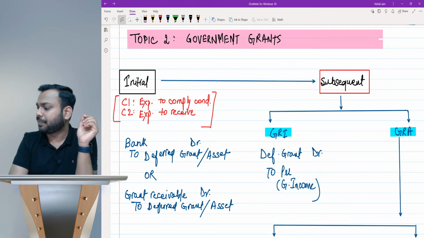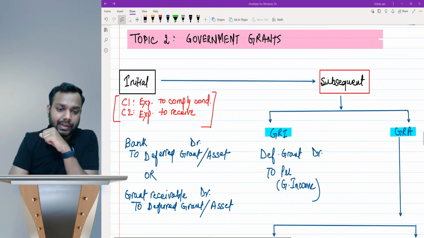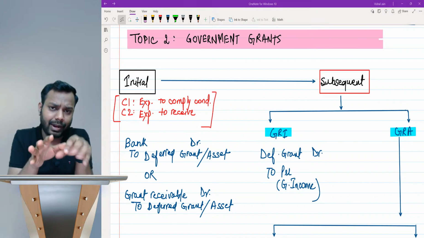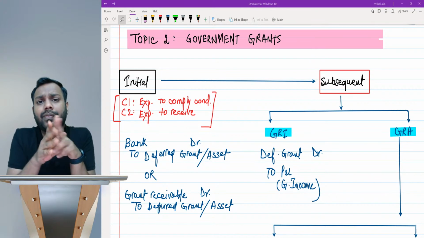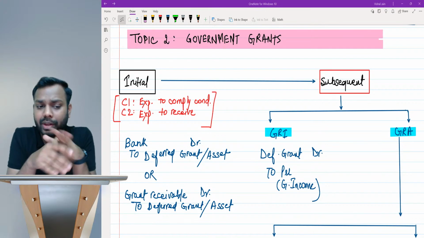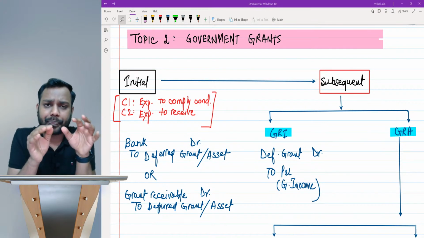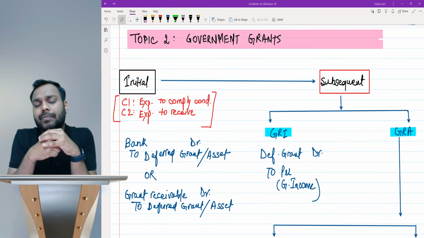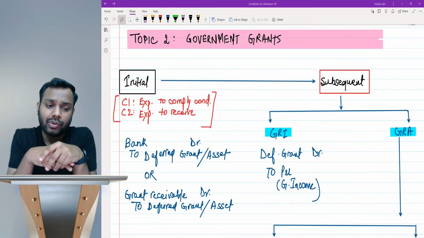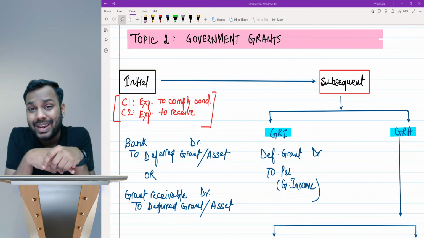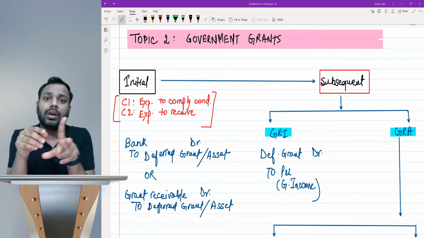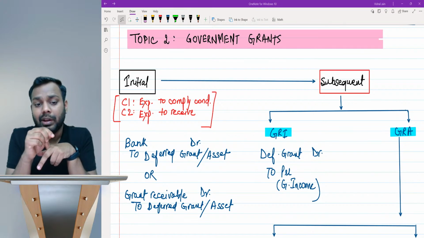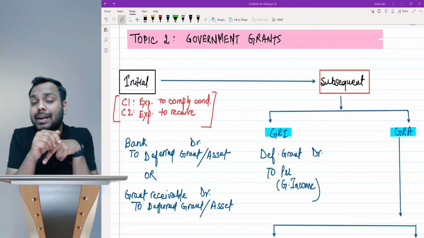Let's understand that. Guys, we can recognize the grant in our books only if these two conditions are satisfied. What are the two conditions? Whenever we get any grant from the government, certain conditions are attached to it. So we can recognize the grant in our books only if we are certain that we will comply with the conditions attached to the grant.